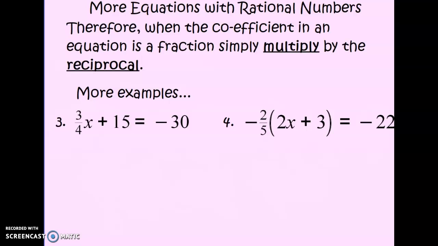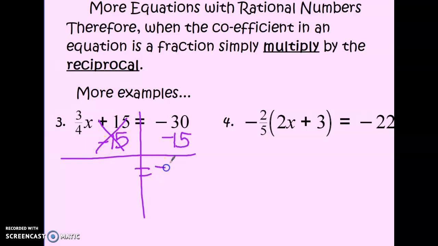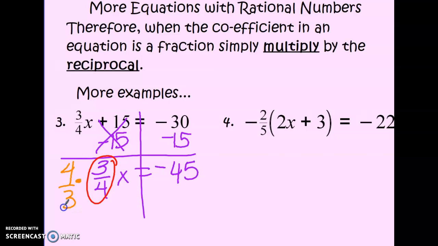Okay, so here's another example. Now this one's a two-step. So I'm going to have to subtract the 15 from both sides first. Which gives me negative 45, and then I have 3/4 x. So now, again, I've got a fraction. I can multiply by the reciprocal. I'm going to do it on both sides.